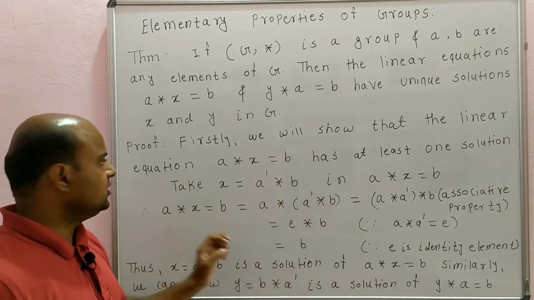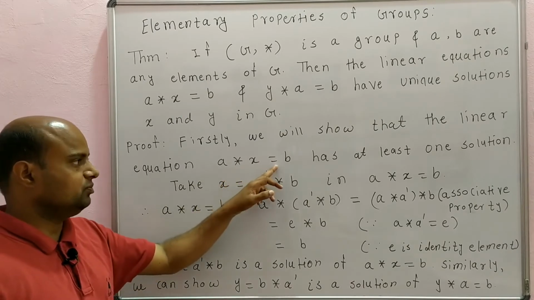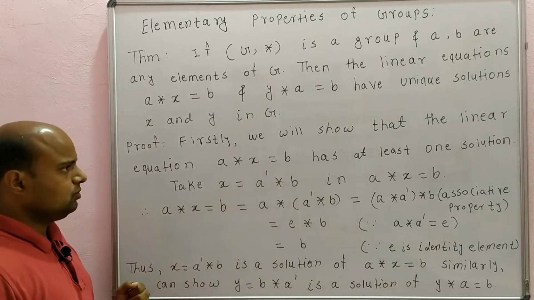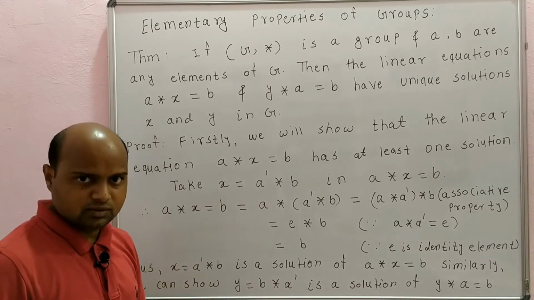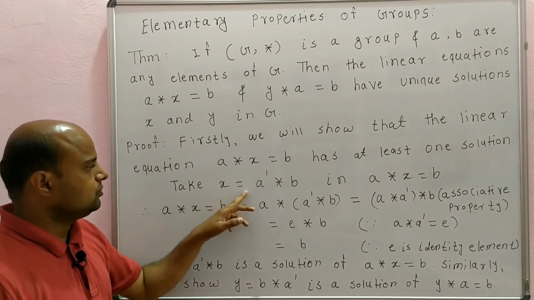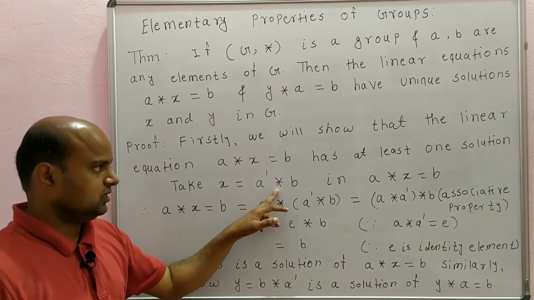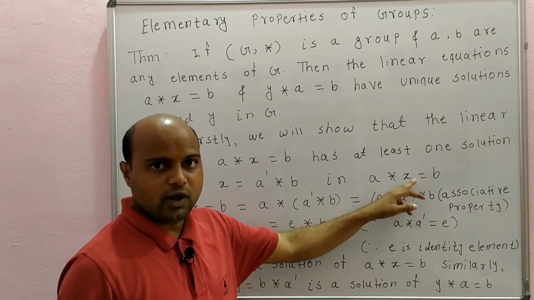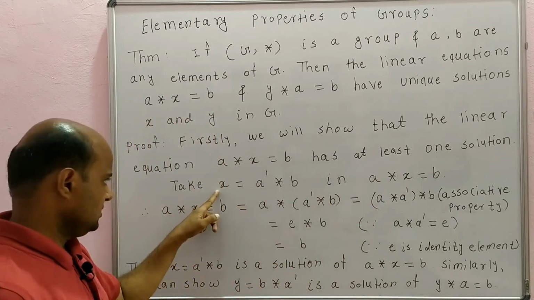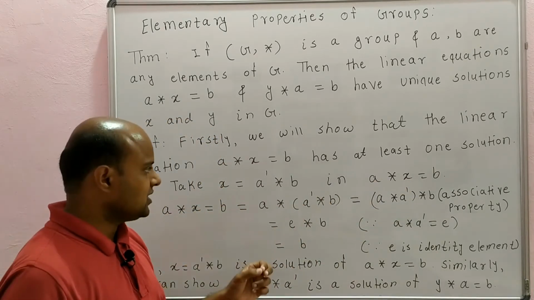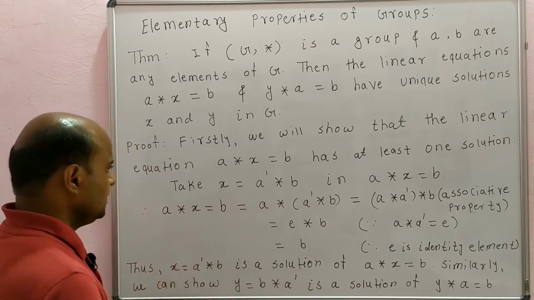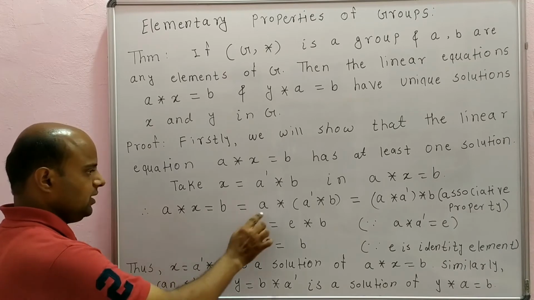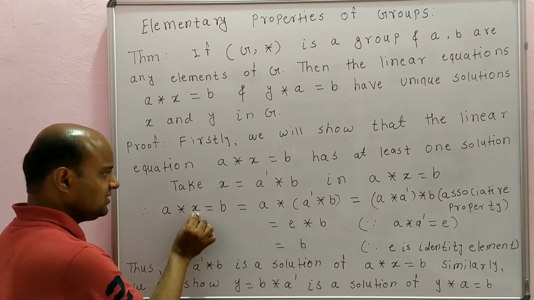We will show that the linear equation A star X is equal to B has at least one solution. So, we will use the computation method. Take X is equal to A dash star B. In A star X is equal to B, we take the value of X as A dash star B. Therefore, A star X becomes A star, then the value of X, A dash star B.